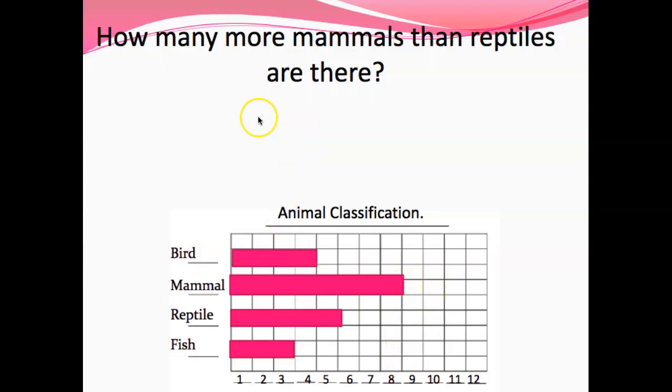So there are 8 mammals, so 8. And reptiles, there are 5. So I'm going to do mammals minus reptiles. 8 minus 5 equals 3. So, correct, there are 3 more mammals than there are reptiles. I'm going to be solving these here, but I would like you to pause and try and solve them before I do, if possible.